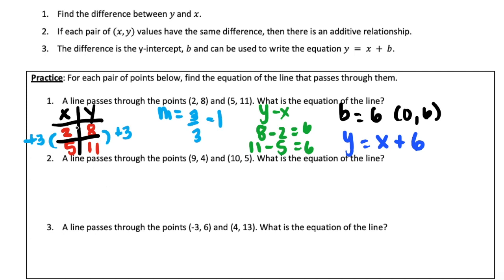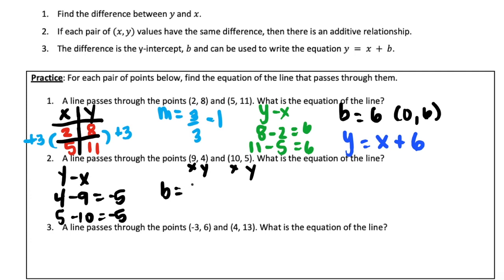Now the other way you can do it without writing it just in the table is if you just want to mark these points as xy and xy, you can just find the difference between them right away. And that would be 4 minus 9 or 5 minus 10. So those are getting you negative 5. So your difference there would be negative 5, or you can write your y-intercept as 0, negative 5.